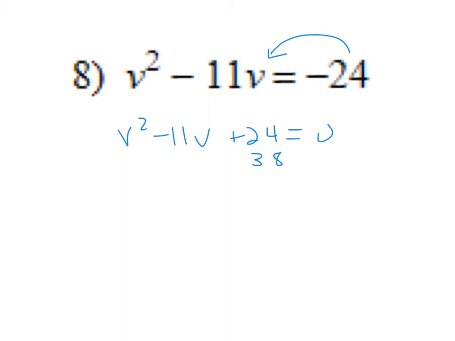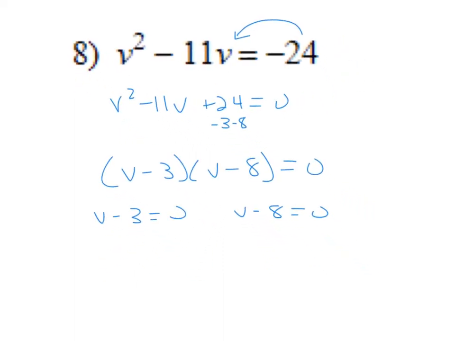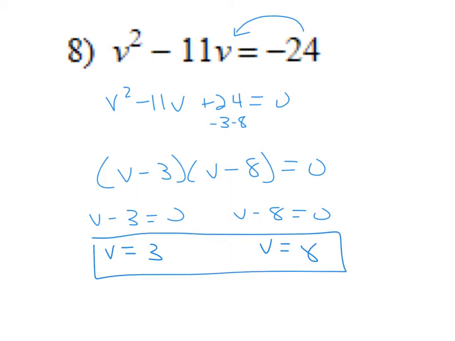Okay, and 3 and 8 pop into my head right away. So when I look at this, I have to have negatives so that when I take a negative times a negative, I get a positive 24. But when I take negative 3 plus negative 8, that gets me negative 11. So I have v minus 3, v minus 8 equals 0. Then when I set them each equal to 0 and solve, I end up with v equals 3 and v equals positive 8.